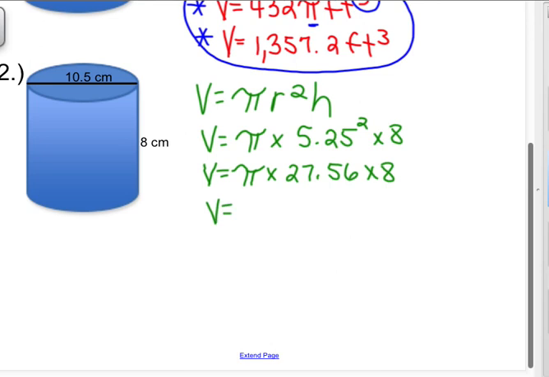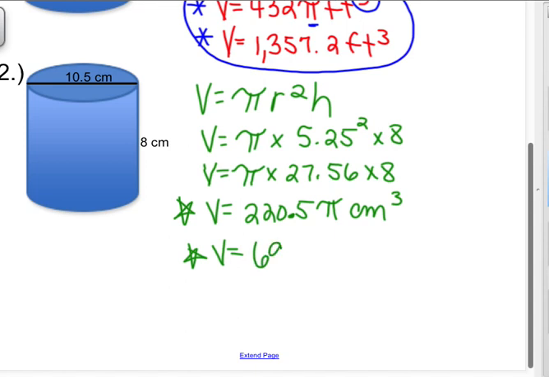So when I take 27.56 times 8, I get 220.5 pi centimeters to the third. That's writing our answer in terms of pi. And now let's finish the problem. So this is definitely one way, and this will be the other way. Now finish the problem by taking 220.5 times the pi button and round it always.